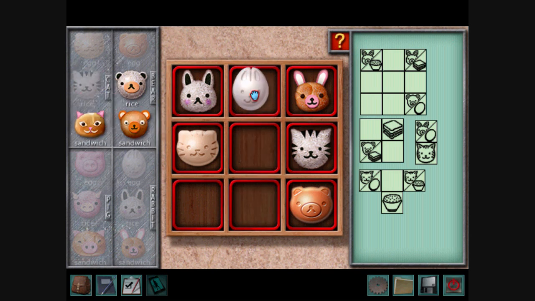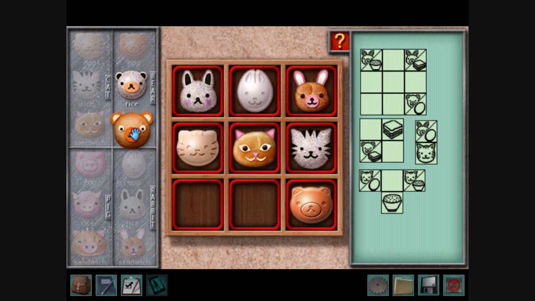The rabbit egg is going to have to be here, and the cat sandwich is going to have to be here. Which means the bear sandwich is here, so it can have a sandwich up and to the right of it, and this will be the bear rice.